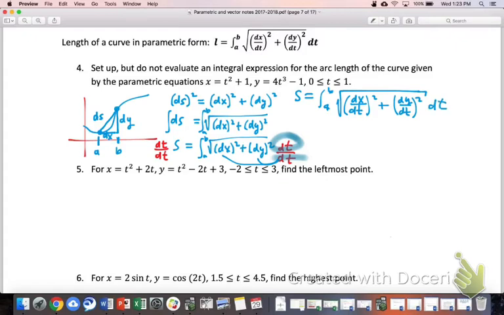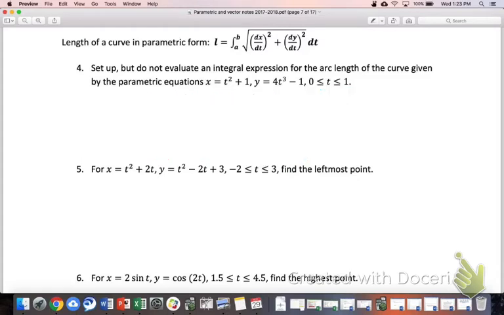Does that make sense? So we're adding up a bunch of little tiny ds's, and if we make them tiny enough and add up enough of them, then we'll actually get the length of the curve. Fair enough? Okay, so let me get rid of all that stuff, and we'll use it real quick. It's a very simple equation to use, as you might guess.